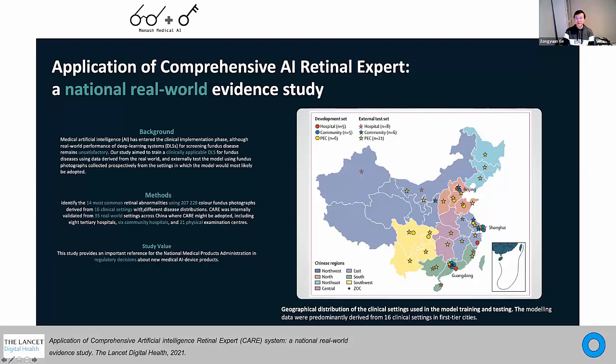So there's a hierarchical level, not just in the primary care space, but also in secondary care and the examination centers as well, which is pretty common in Asia. The real value is that the study provides an important reference for national medical products regulatory decisions about new medical AI technologies. On the right-hand side, that shows all the clinical settings and locations that have been tested, including some abroad and cohorts in Africa and in Europe as well. That study was published in The Lancet Digital Health just a few months ago.